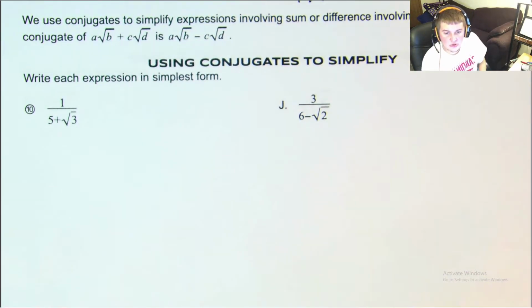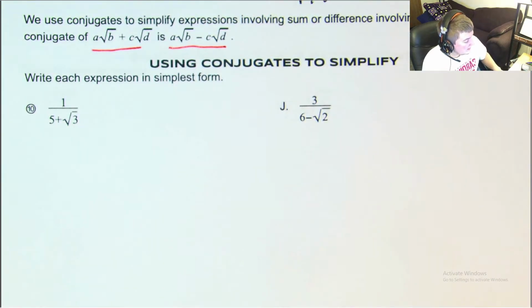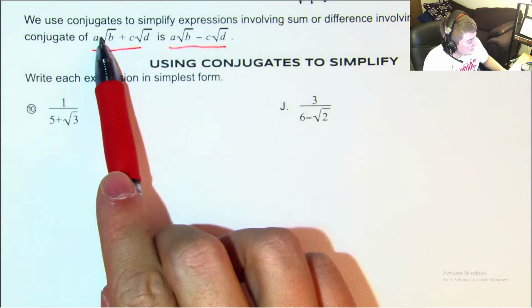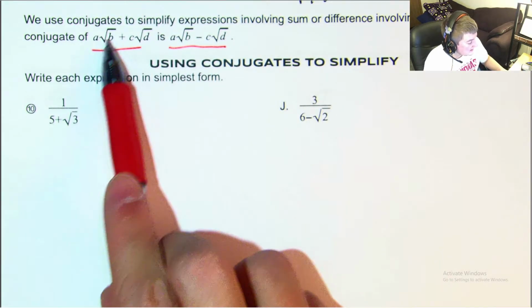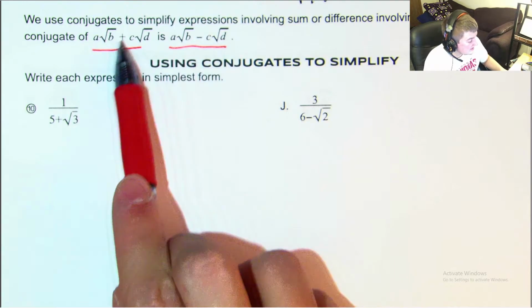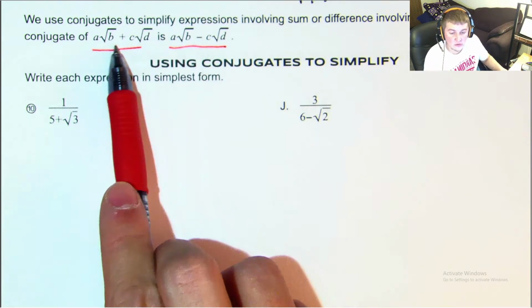Okay, we're going to use conjugates to simplify expressions involving sums or differences of square roots. So this kind of goes back to our difference of squares and difference of cubes. Essentially, what we just need to know is that these are what we consider conjugates of each other. So if I have any term plus another term and it's involving square roots, the conjugate of that has the two same terms, but then we subtract instead of add. Or if I have subtraction, I do addition.